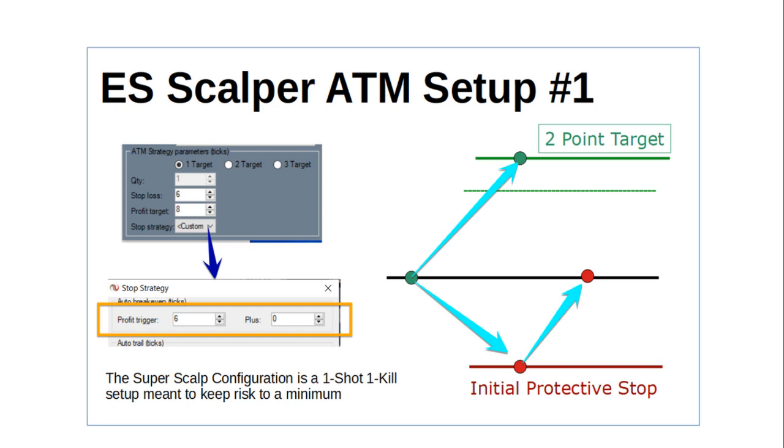Okay. Now, obviously, we can adjust the settings on this. So, for instance, if you wanted to do a 2 point stop, you could say, okay, well, maybe my profit trigger will be 5 ticks. So as soon as I get a point and a quarter in my favor, it's going to get me to break even, right?